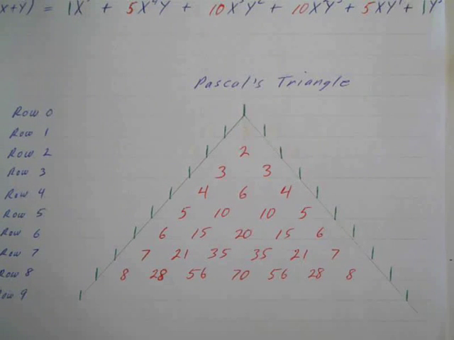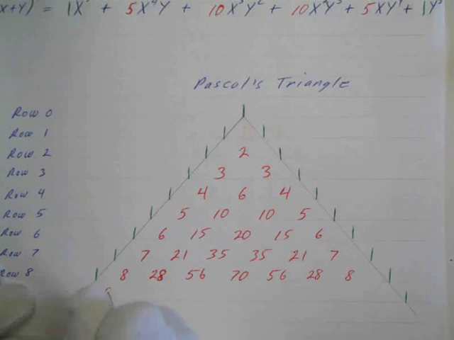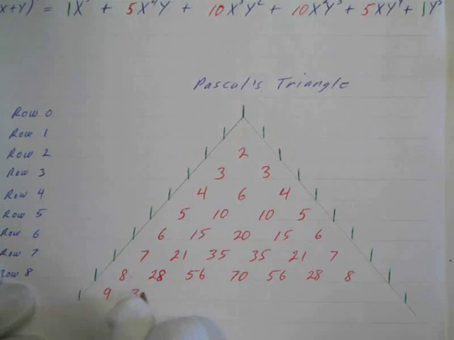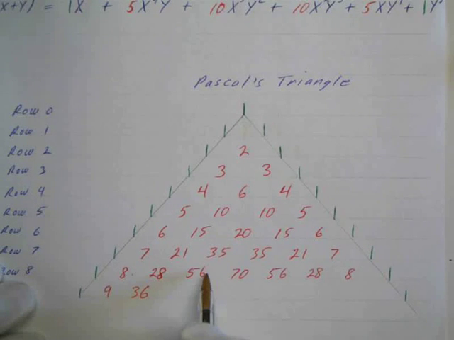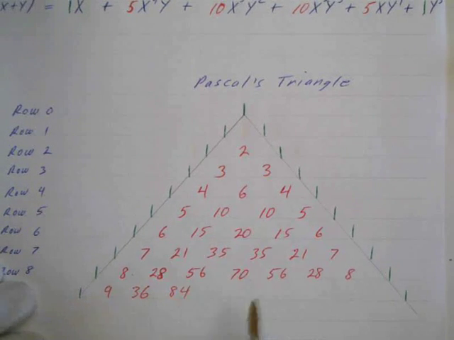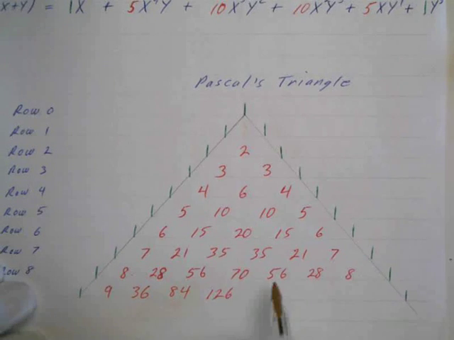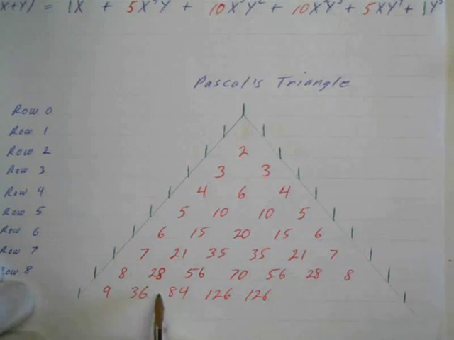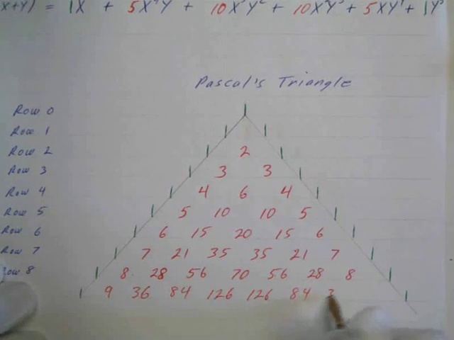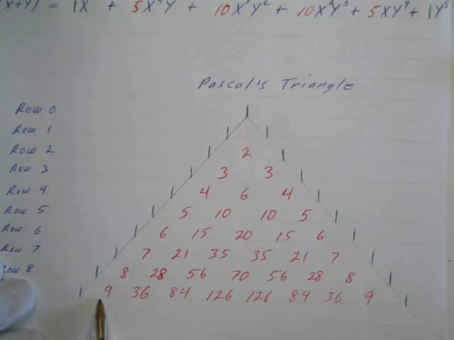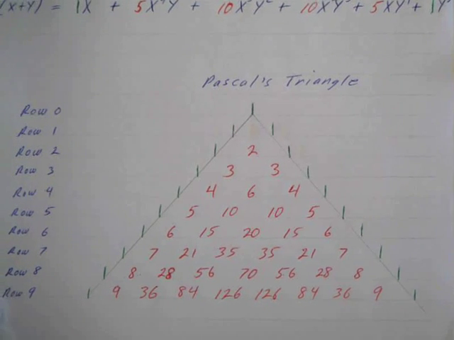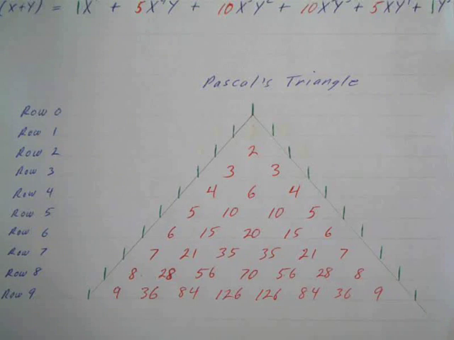We can do the next row, row 9. What's 1 plus 8? 9. What's 8 plus 28? Well, 28, 29, 36. What's 28 plus 56? Well, 8 plus 6 is 14, so that's 64, 74, 84. 56 plus 70, well, 5 plus 7 is 12, so it's 126. And then 7 plus 5 is 12 again, so we have another 126. And then 56 plus 28 is the same, so it goes back. It's symmetrical: 84, 36, 9, and we're done. So it's very symmetrical. These four look like these. And there you go. That's Pascal's triangle, and that's how we determine the coefficients for our various expansions.